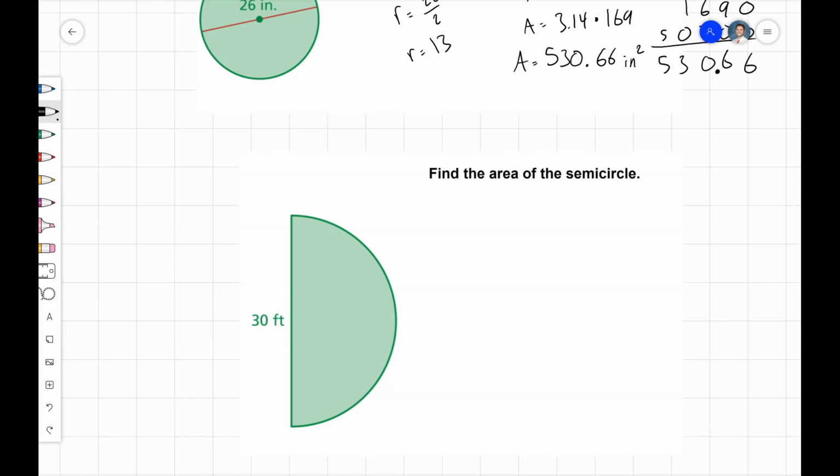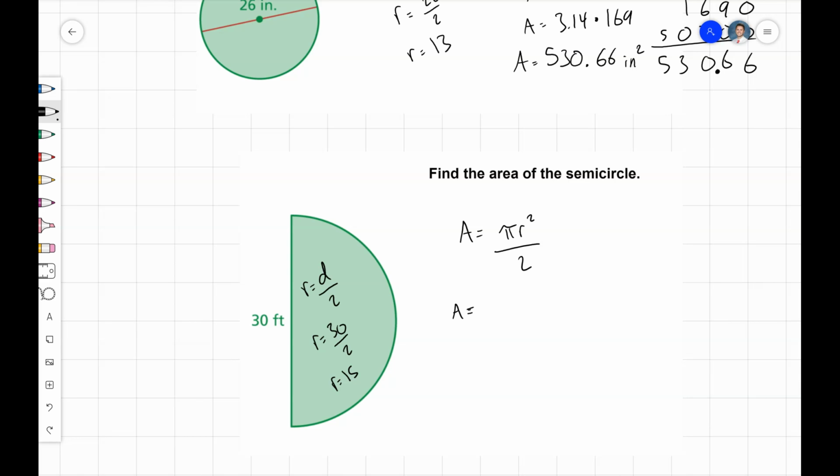Okay, so this next one, we want to find the area of the semicircle. Remember again that the semicircle is exactly half of a circle. So our area would be exactly half as well, right? So our area would be equal to pi times the radius squared divided by 2. Let's go ahead and substitute these values here. First we need to find our radius. Remember, the radius is equal to diameter divided by 2. So that'll be 15.